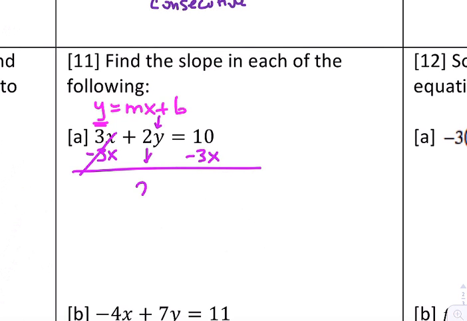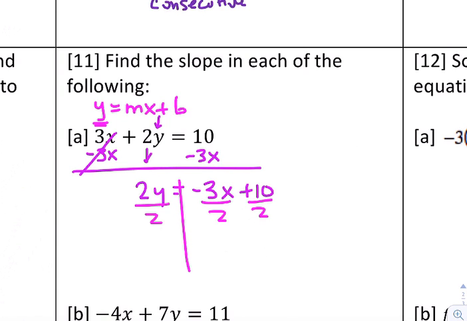And so now we have 2y on the left-hand side, equal to negative 3x plus 10. They're not like terms, so we can't combine them. Let's now divide everything by 2 to get y by itself. And so we have y is the same as negative 3 over 2 x plus 5. So now we have it in a form where we can get the slope value. The slope in this case will just be negative 3/2.